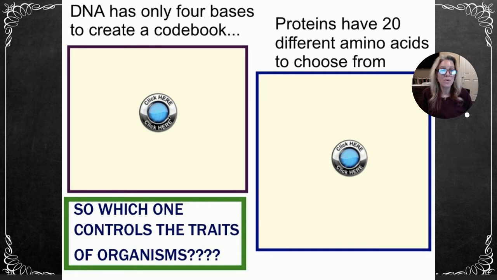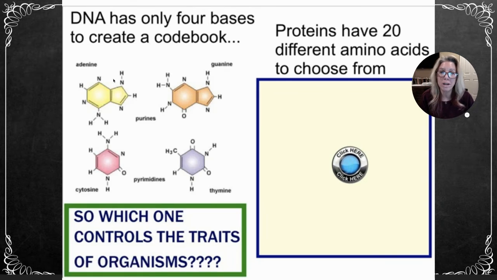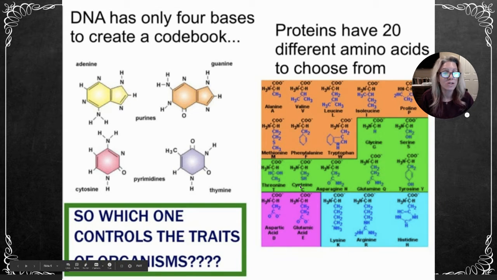Yay. So when science was looking, they knew inside the nucleus that there was both DNA and proteins. If you were trying to write poetry with 4 words versus 20 words, you would think, I could write better poems with 20 words. And so you would think that it would be proteins that would be our controlling information, but no, it's DNA. And that's because there's so much of it, we can have a lot of variety. So just a reminder, here are the 4 bases that we have in DNA, and here are 20 different amino acids that we have in protein.